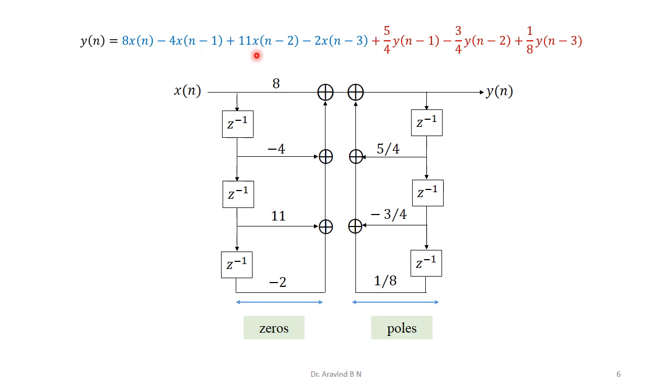Make the similar continuation. x of n minus 2 is there. So first identify x of n minus 2. So this is x of n minus 1. Then add one more delay element. We have got x of n minus 2 at this point. Then it must be multiplied with the coefficient plus 11. So it is multiplied with plus 11. Now we have obtained at this point 11 x of n minus 2. And it must be added with its previous values. So an adder has been used over here. So that will be added with its previous values.